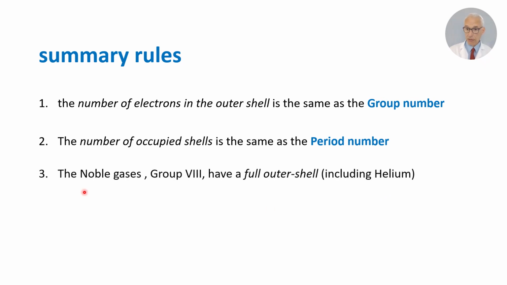Third point, the noble gases, that is group 8, have a full outer shell. Now that includes the anomalous element helium. We've said previously that the number of electrons in the outer shell is the same as the group number. The one exception to that is helium. Helium has 2 electrons in its outer shell, but is still positioned in group 8, the noble gases.